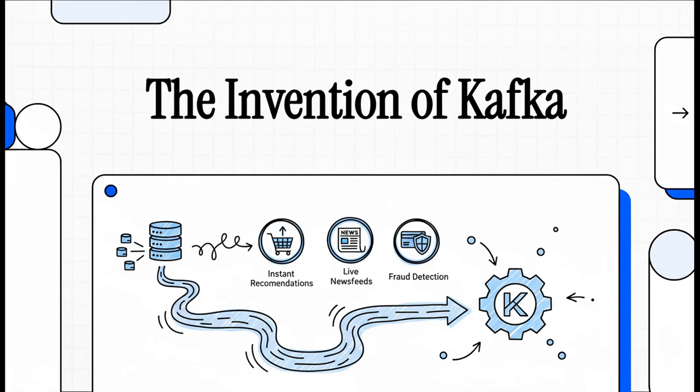Ever wonder what's really going on behind the scenes of the modern internet? The instant recommendations, the live news feeds, that fraud alert that saves your bank account? Well, today we're getting into the story of Kafka, a technology that was literally built out of desperation but ended up running the entire digital world.